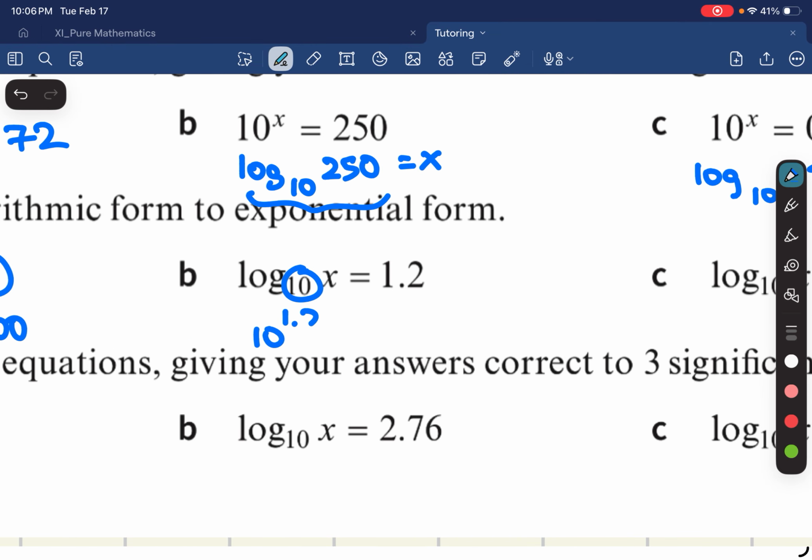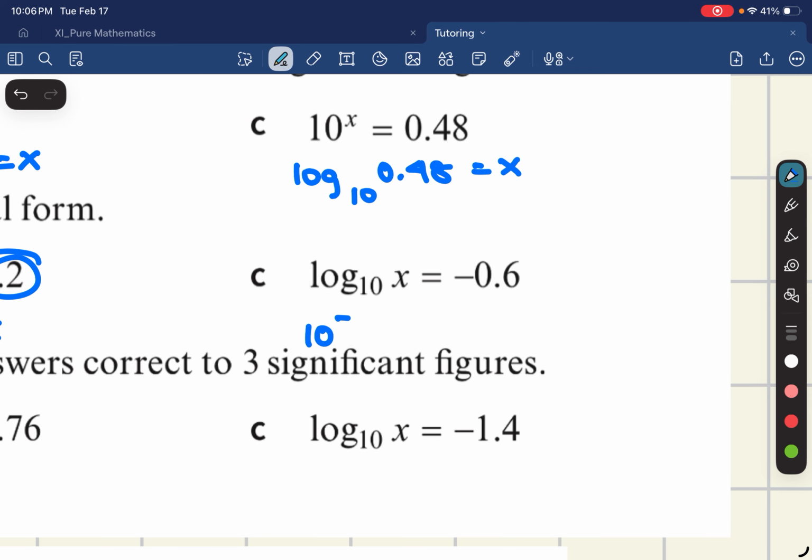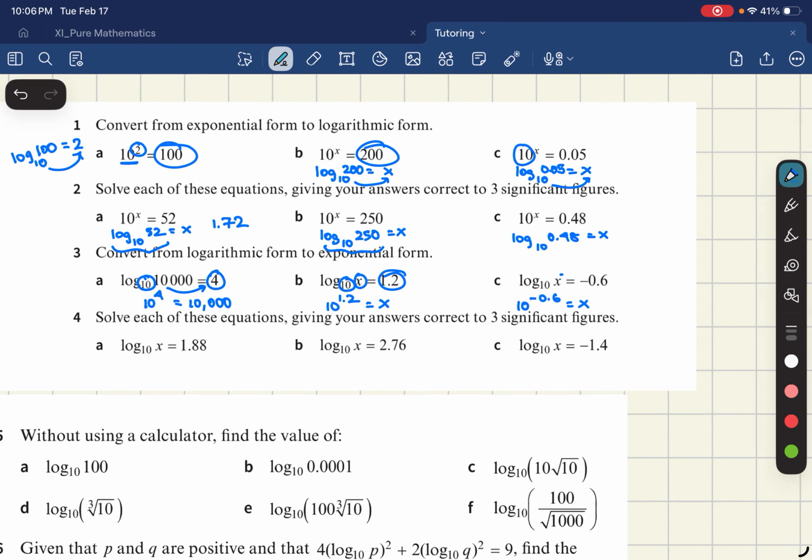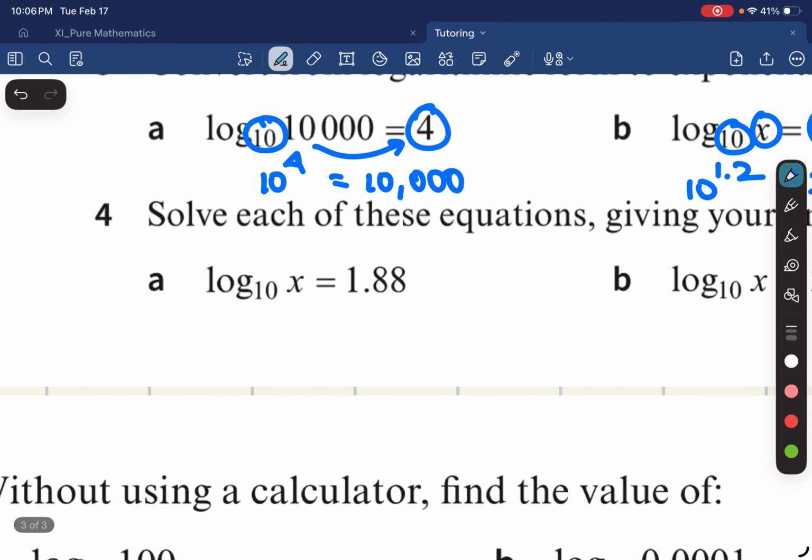Take your base, raise it to your power, and you get this value, x. Take your base, raise it to your power, you get x. And again, once you understand these conversions, then this becomes very easy. You understand this very, very quickly. So now if I have a log equation, how do I solve it?